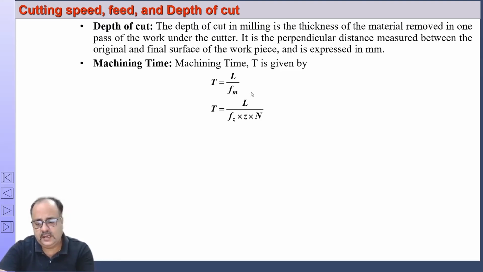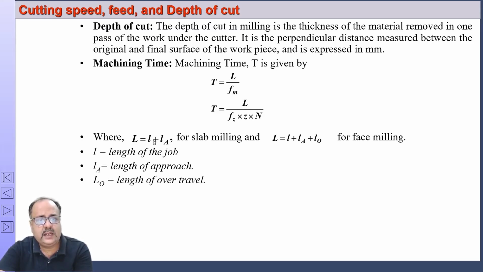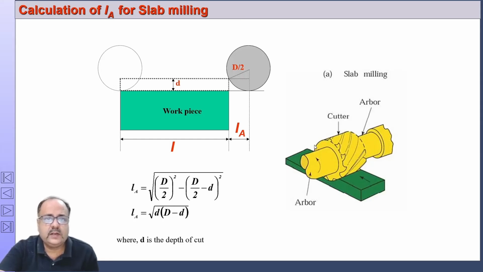Now what is this L? L will vary from operation to operation, or from process to process. For slab milling operations, it will be L equal to L plus LA, where L is the length of the job and LA is the approach length. Whereas for face milling, it will be L, the length of job, plus LA plus LO, the over travel. There will be over travel. So how that is, we'll see.